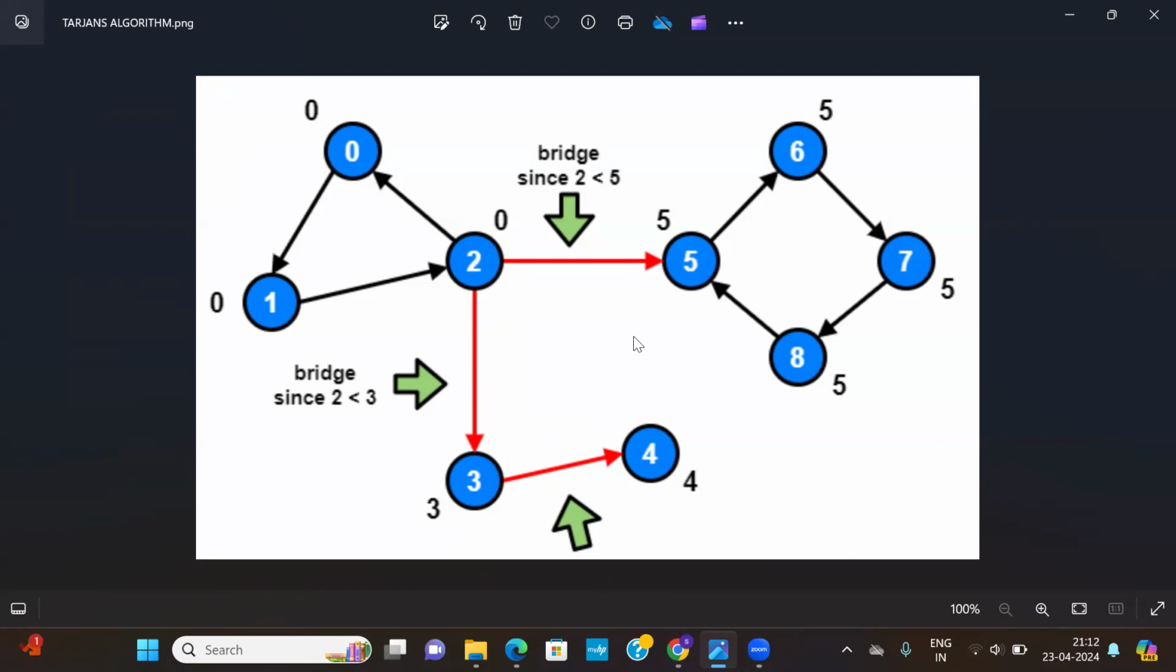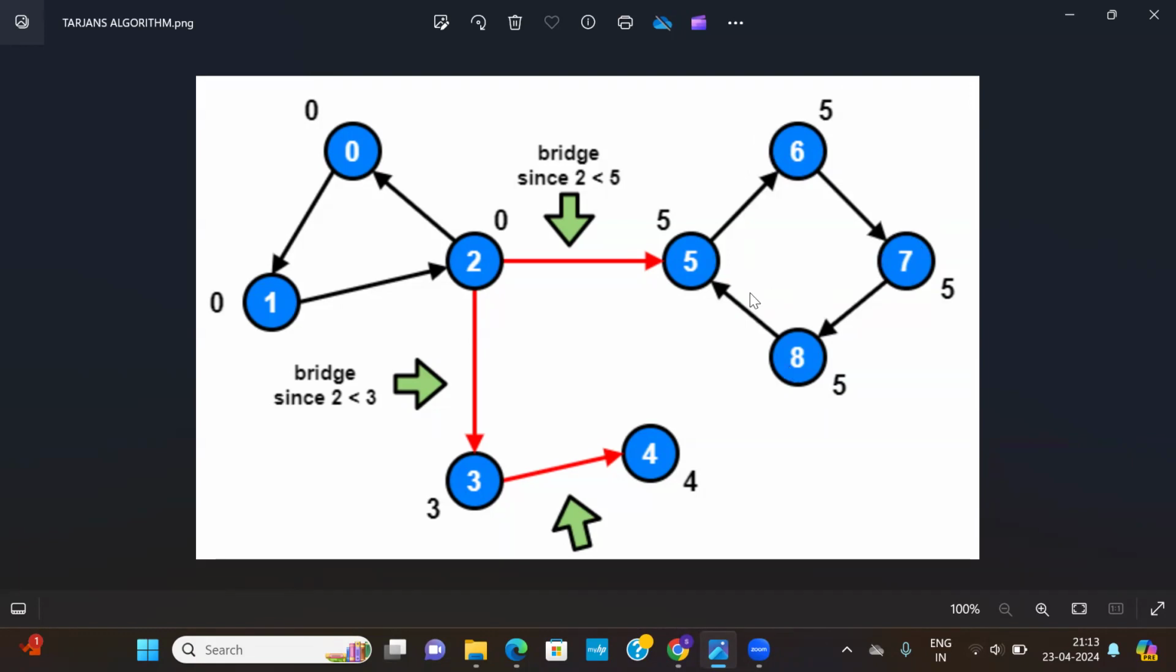Now I hope you all are getting it. I will explain the entire image and it will be much more clear. Now from 2, I'll go to 5. The last node which I visited was 4 and its time of insertion was 4. So the time of insertion of 5 becomes 5, lowest time of insertion becomes 5. From 5, I go to 6. The time of insertion becomes 6, lowest time of insertion becomes 6. From 6 to 7, both become 7. From 7 to 8, time of insertion becomes 8, lowest time of insertion also becomes 8.